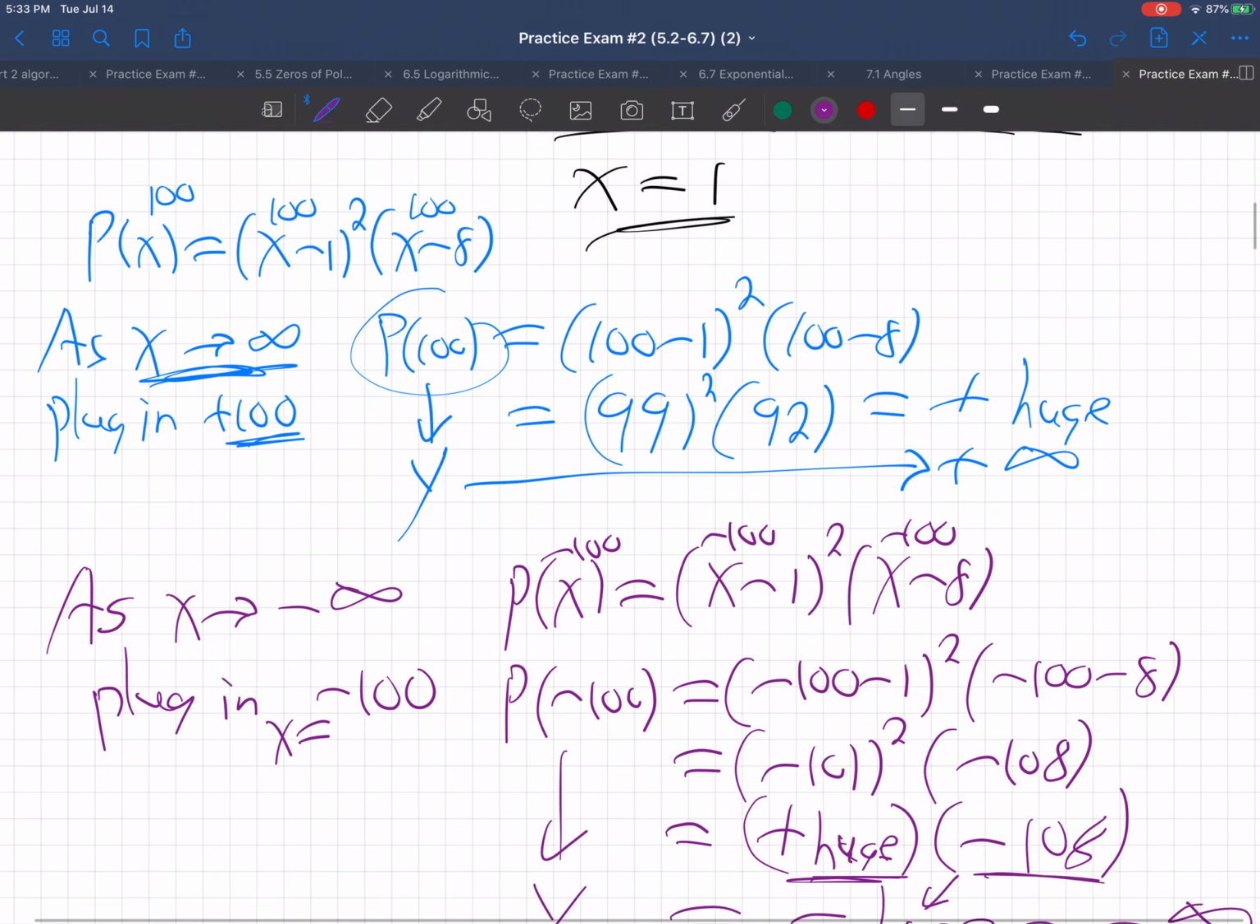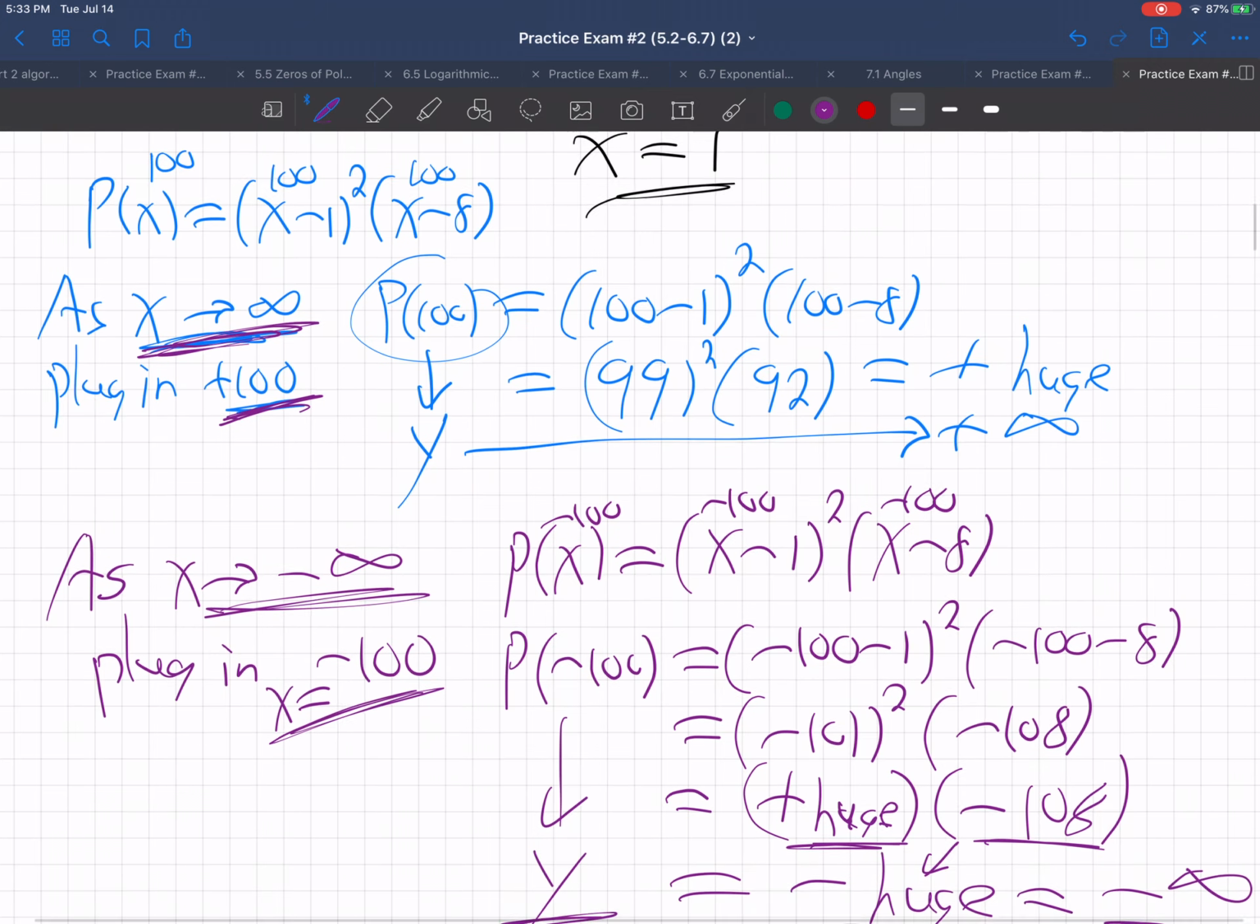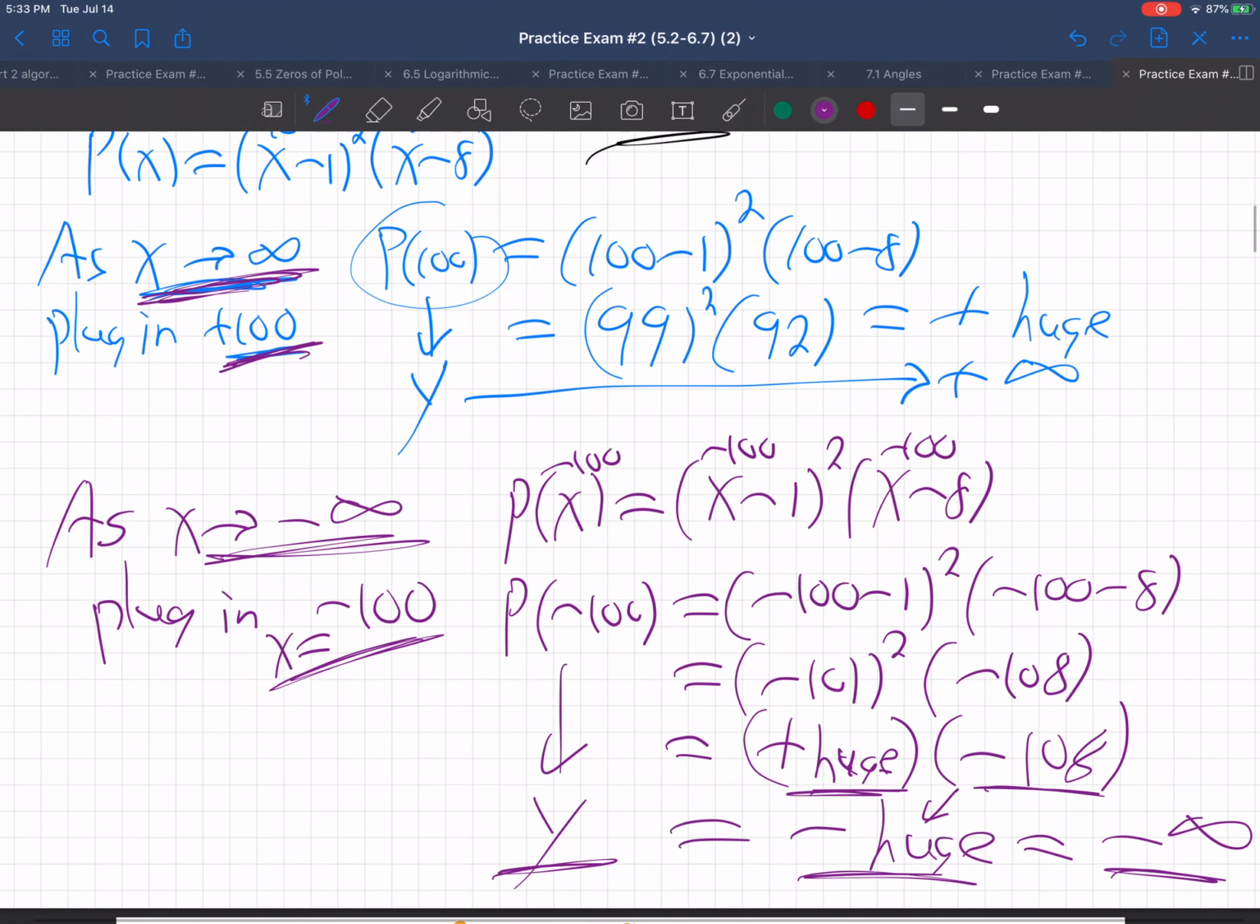So does that make sense? When they're asking you about x going to infinity or negative infinity, just plug in positive 100 or negative 100 into the function and see what it's doing. Are the function values getting really big, positive infinity, or getting really small, negative infinity?